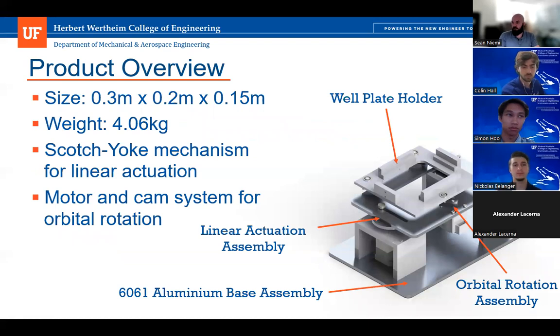So to start with a high-level product overview, our final product measures 0.3 meters long, is 0.2 meters wide, and it's 0.15 meters tall. The total weight, including all the electronics, is 4.06 kilograms. So the overall design, we broke it down into 4 critical sub-assemblies. We have the aluminum base assembly, a linear actuation assembly, the orbital rotation assembly, and the well plate holder assembly. So the linear actuation assembly critically relies upon a Scott yoke mechanism to achieve its motion. The orbital rotation assembly relies upon motor mechanics.